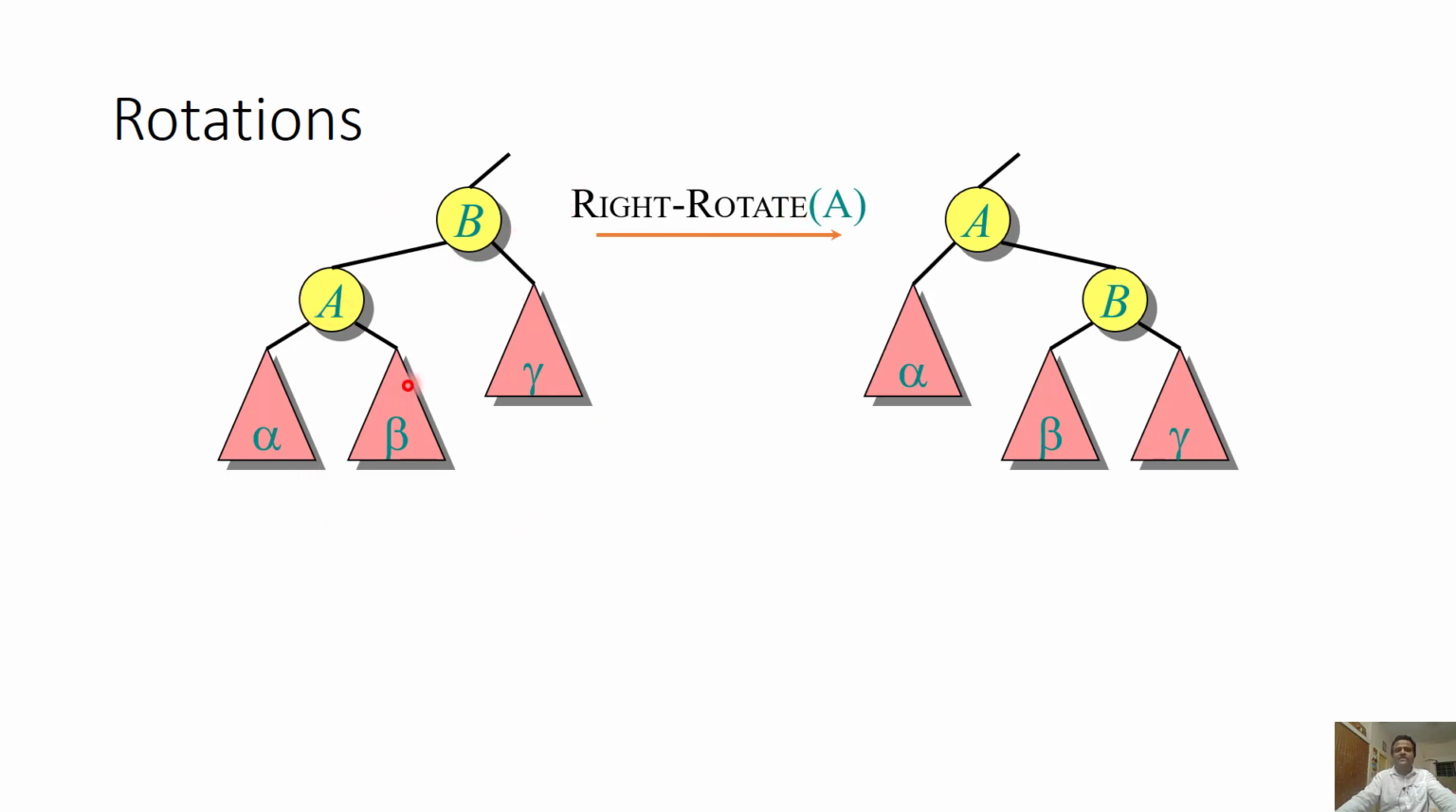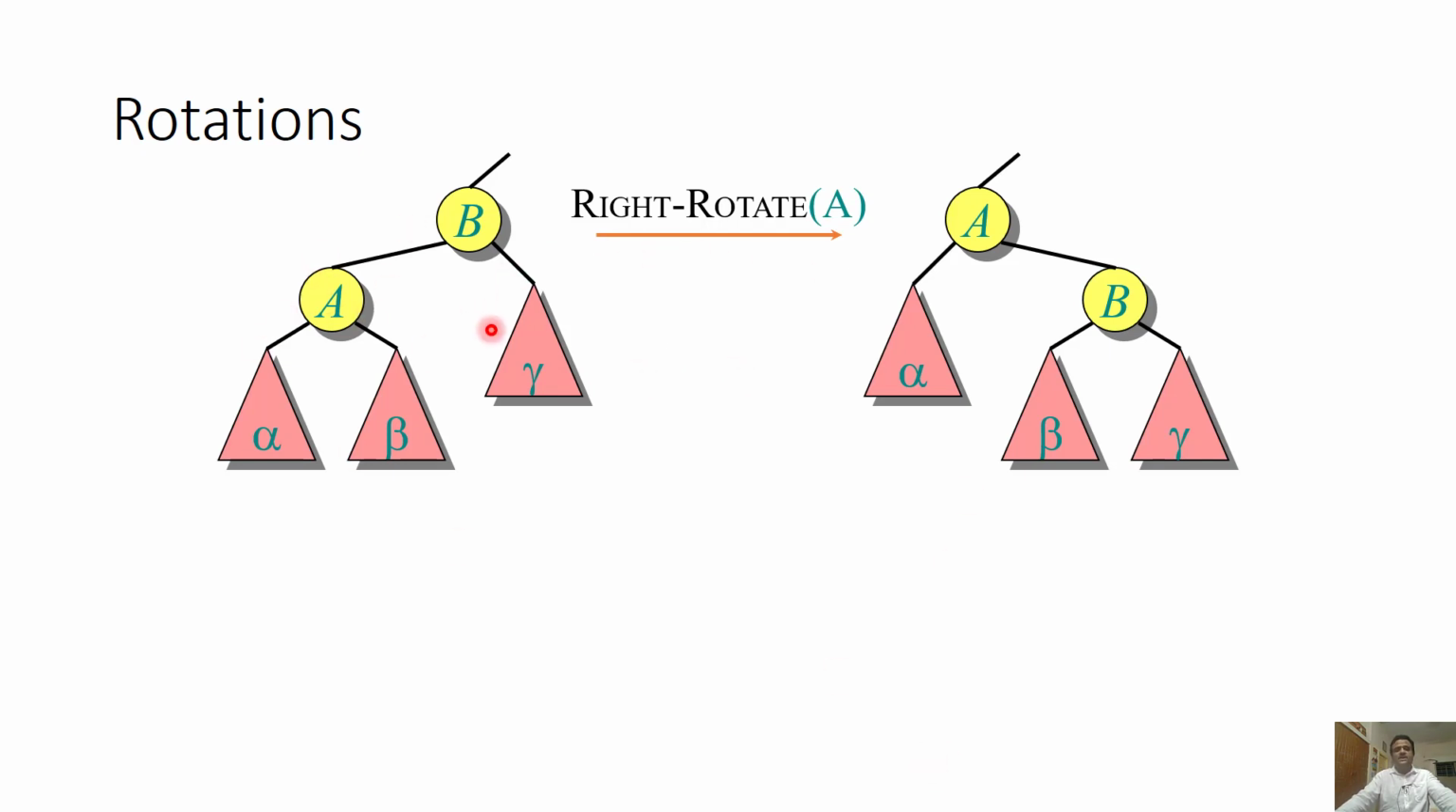Now, this is a red black tree, so all the nodes have all the properties, and moreover this is a binary search tree. That means any key value over here, in alpha, is less than the key value of A, and any key value over here is greater than the key value of A, and any key value in this part is less than the key value of B, and any key value in this gamma is greater. So, that property we should have. Okay. And also these are colored basically.